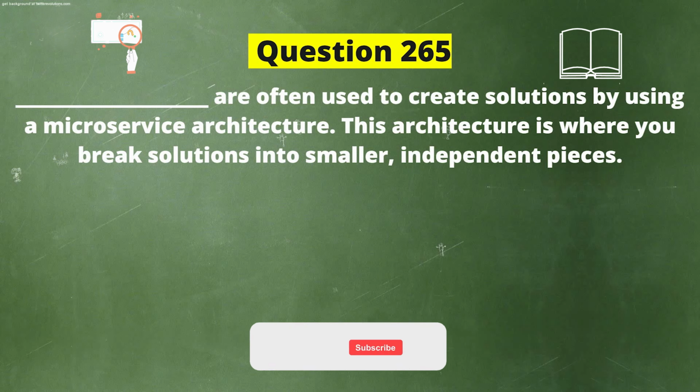Explanation. Containers are often used to create solutions by using a microservice architecture. This architecture is where you break solutions into smaller independent pieces. For example, you might split a website into a container hosting your front end, another hosting your back end, and a third for storage. This split allows you to separate portions of your app into logical sections that can be maintained, scaled, or updated independently.